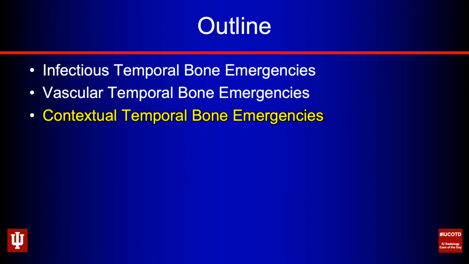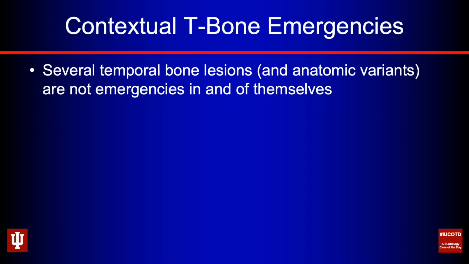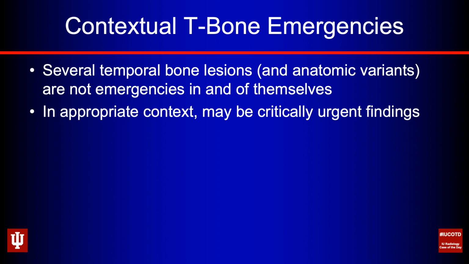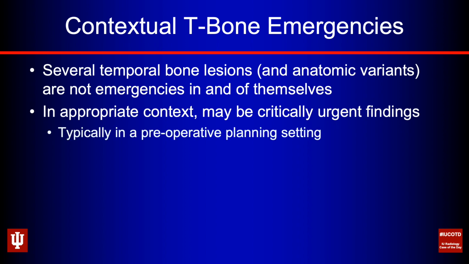All right, the last part of this talk is going to be the contextual temporal bone emergency. So there are several temporal bone lesions, and in fact, several normal anatomic variants that aren't emergencies in and of themselves, but in the appropriate context, these are critically urgent findings that need to get handed off to the surgeons. And this is typically in the preoperative planning setting.